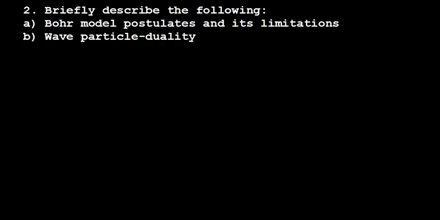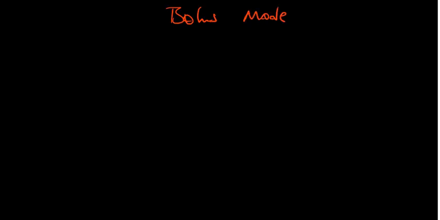Alright, so question 2 now. Briefly describe the following: Bohr's model, postulates and its limitations, and then wave-particle duality. So we'll start with the postulates before we look at the limitations. So Bohr's model and then postulates. Okay, so what did this guy actually say? What did he tell us according to his model? Okay, that's what we're starting with.